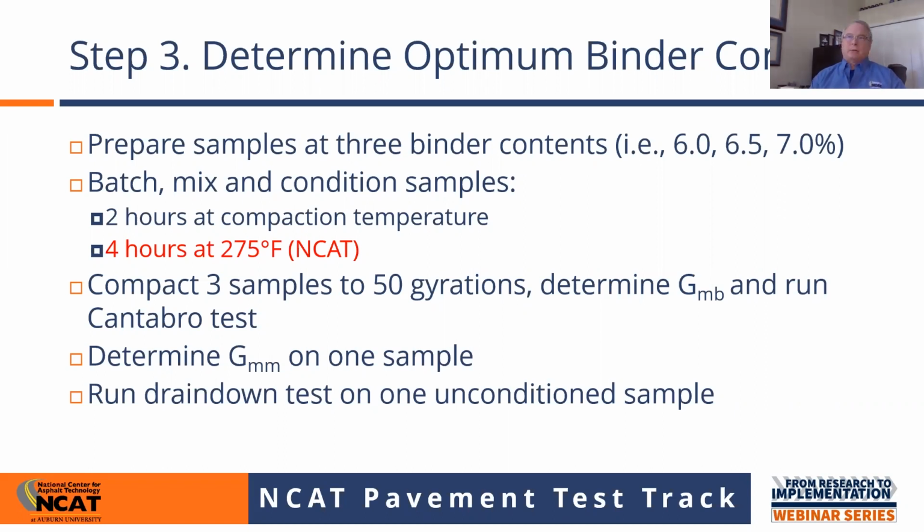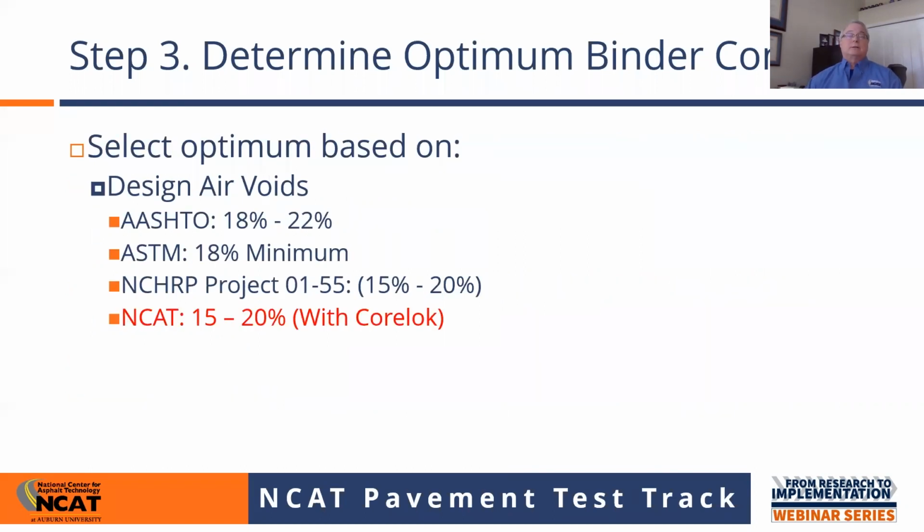So once we do that conditioning, we would compact 3 samples to 50 gyrations. We would determine the bulk specific gravity using the CoreLok device, and then we'd run the Cantabro test, and we'll talk about that in just a minute. We'd also determine the maximum specific gravity, or the Gmm, on one sample, and then we'll run a drain down test on one unconditioned sample to determine how much drain down, or how much bleeding potential, we would have with that particular mixture.